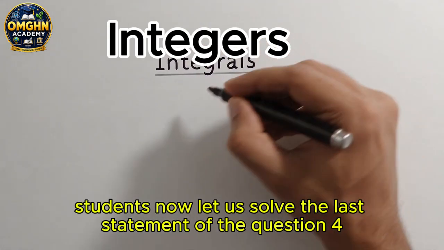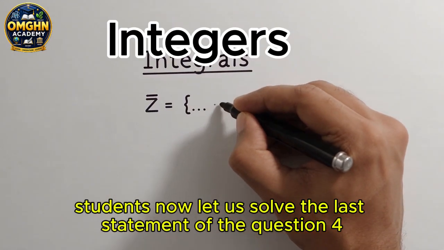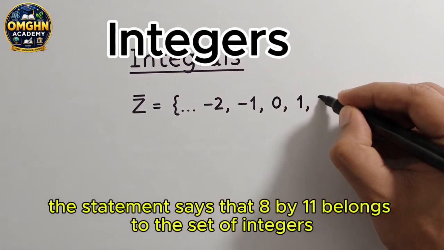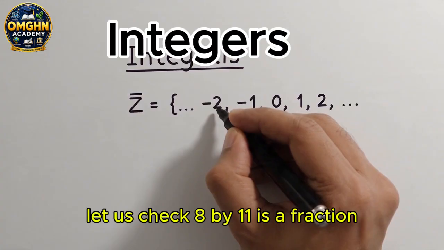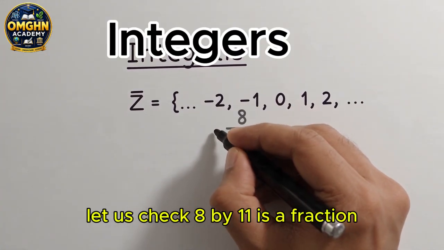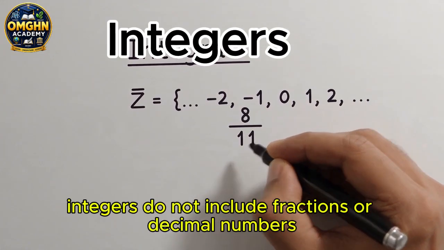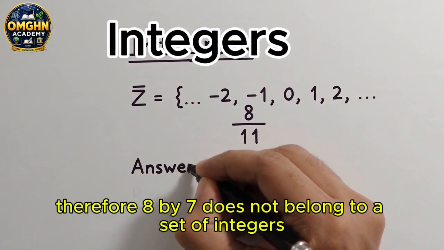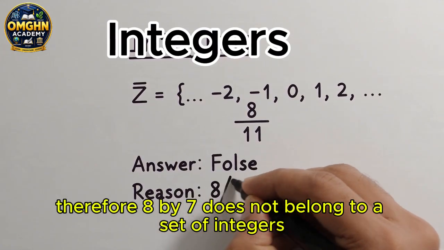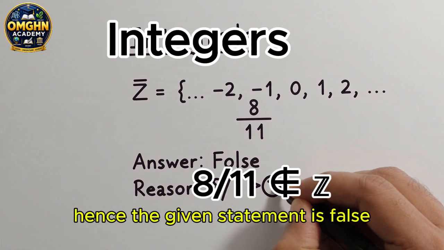Students, now let us solve the last statement of question 4. The statement says that 8 by 11 belongs to the set of integers. Let us check. 8 by 11 is a fraction. Integers do not include fractions or decimal numbers. Therefore, 8 by 11 does not belong to the set of integers. Hence, the given statement is false.